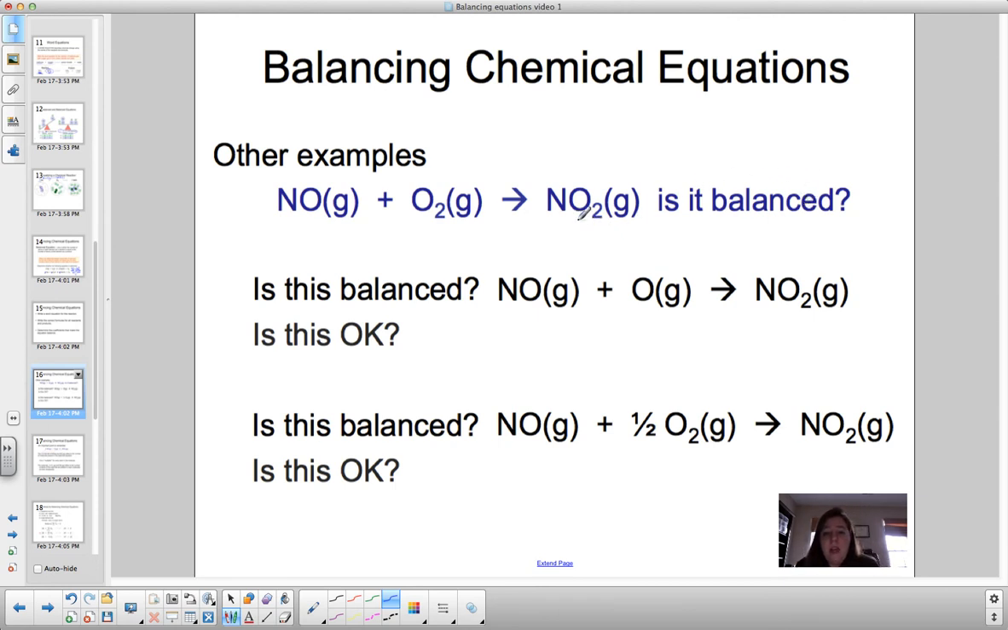Is this one balanced? Okay, well, on this side I have 2 oxygens. On this side I have 3 oxygens. No, that's not balanced, right? So we can already say no to this one.